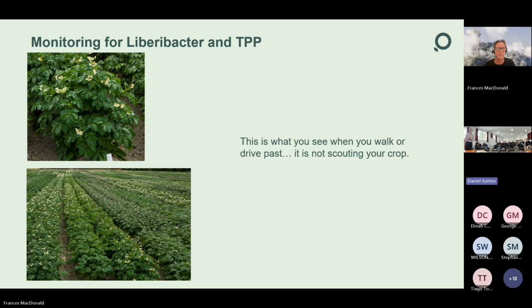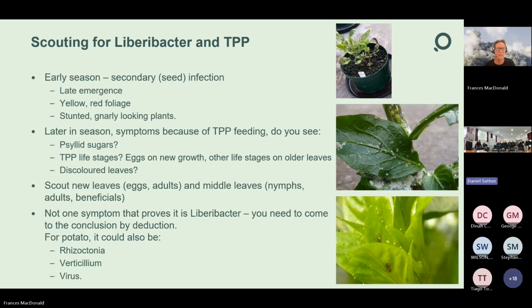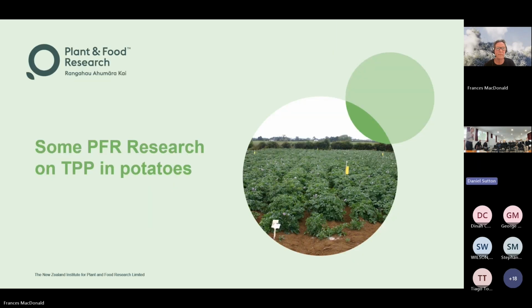Monitoring. Will you talk about that? Yeah, Francis. Okay. Don't drive past it or run past it or fly over it, because you won't see it. You really have to go into the crop. Next one, please. Because that's when you see the psyllid sugars, the white stuff. You see the eggs. You see the adults. You might see the nymphs when you look at it. So take note of that. Next one. And that was it.